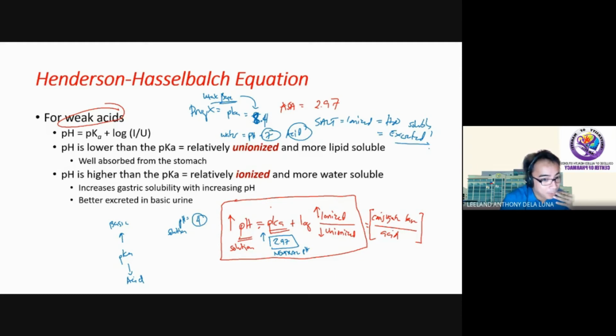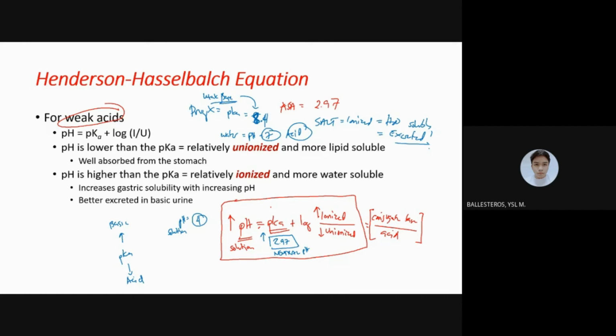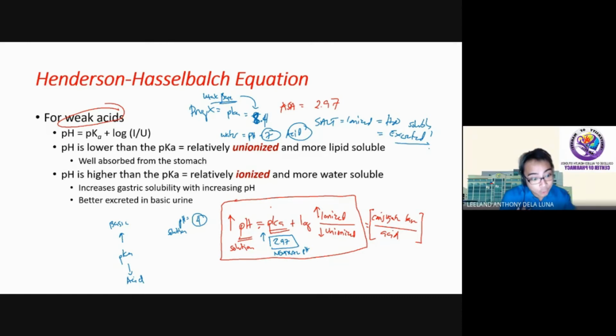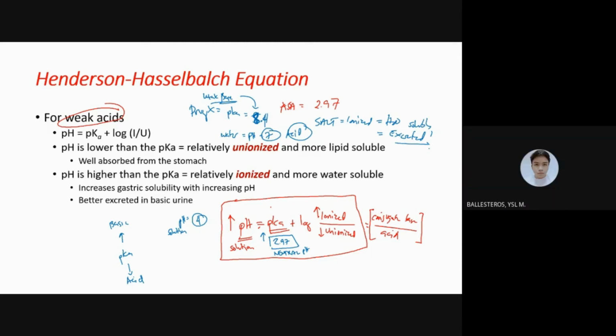Question. Before the main question: for aspirin, class, is the solution acid or base? Base. Very good, the solution is base. Now I combine aspirin with the solution of pH 4. What will happen to it? Ionized or unionized? Ionized.